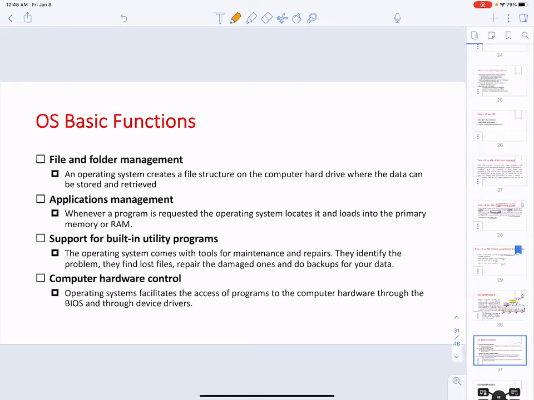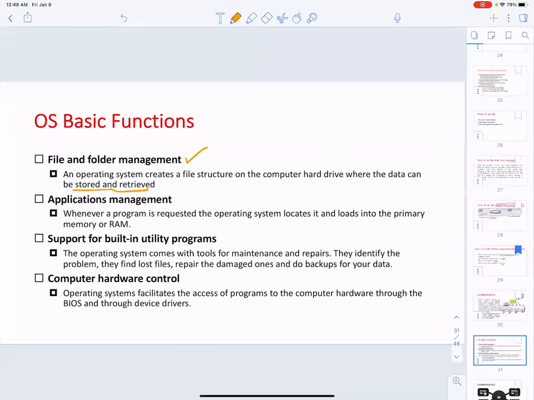The first function that an operating system would necessarily perform is file and folder management, in which an operating system would create a file structure. This would be created on the computer hard drive, where we know that the data can be stored and easily retrieved. Also, the operating system would perform application management. That would request the operating system to locate the application and load it into the primary location of the main memory, in other words, the RAM.